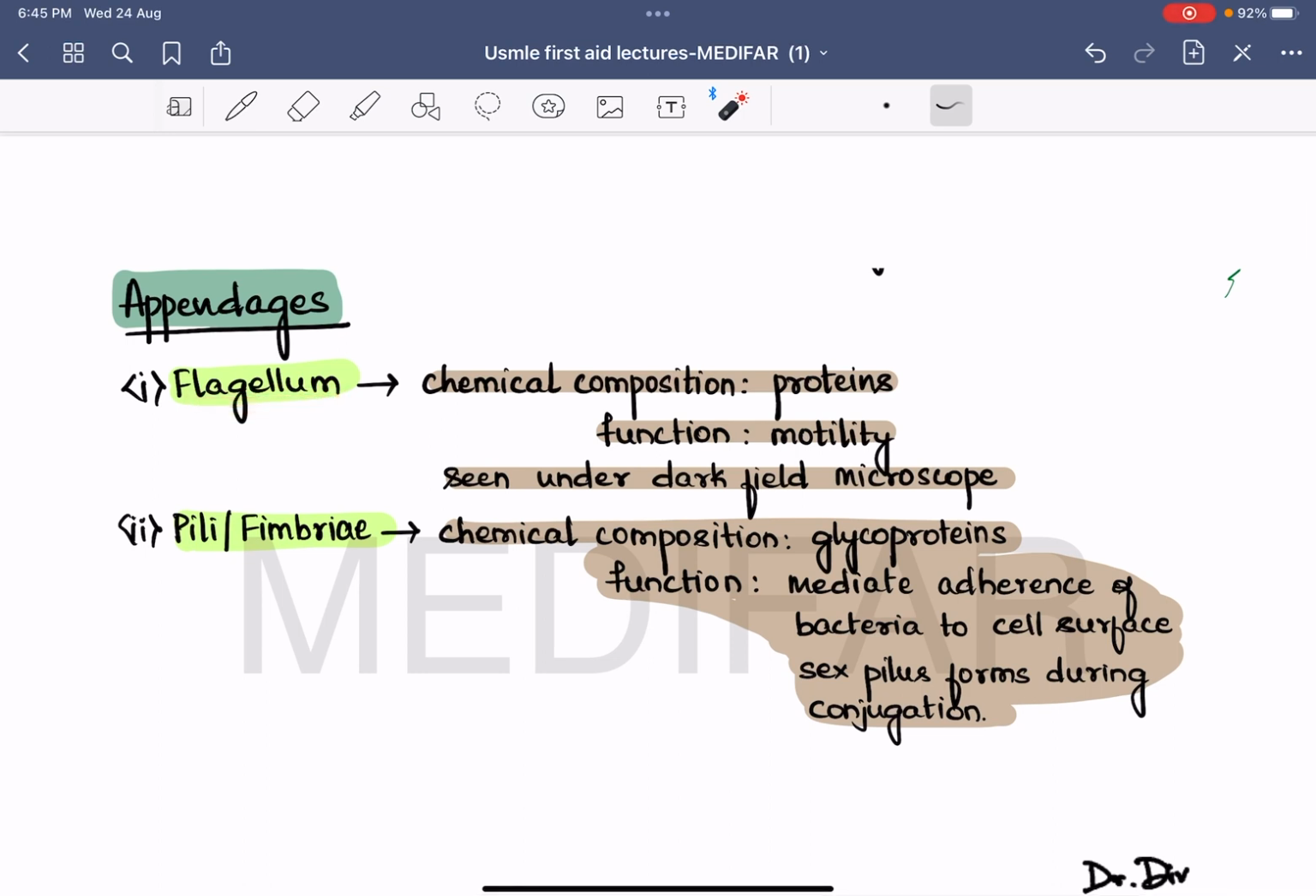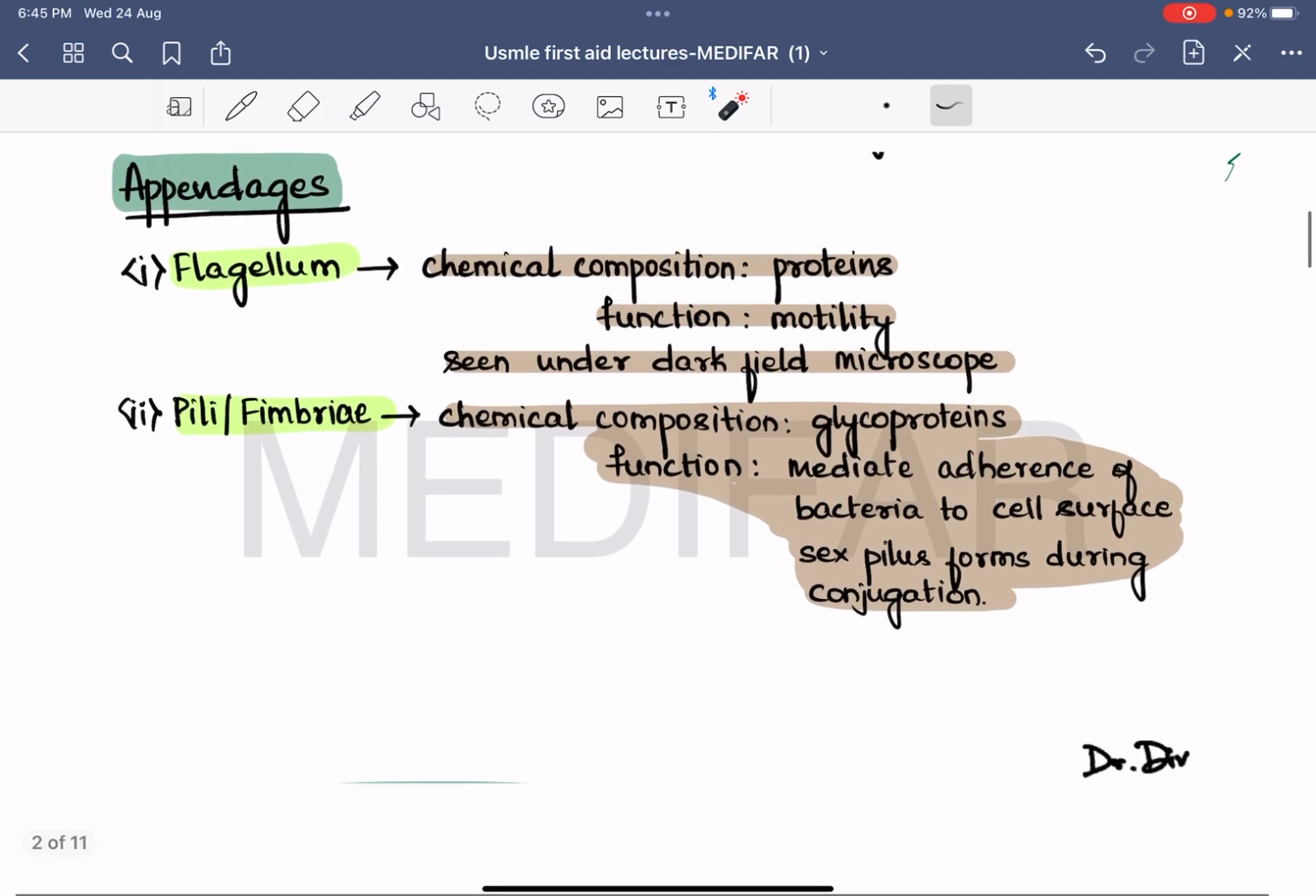Flagellum is a locomotory organ for bacteria, so the function is motility, composed of proteins. And flagellum is a very thin structure, so it is not visualized under light microscope, so it is seen under dark field microscope. Then the second appendage, that is pili or fimbriae.